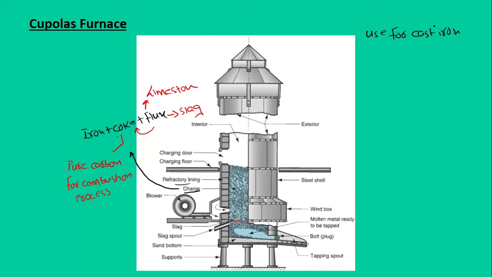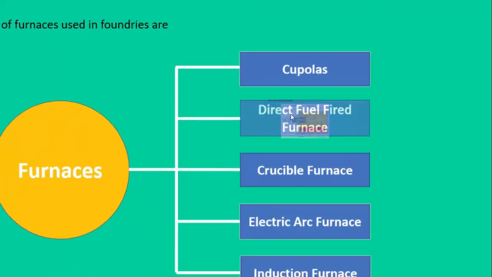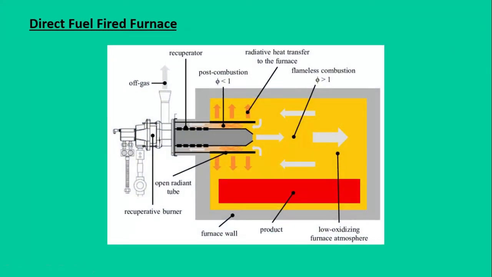Then the second type of furnace that we use in the foundries is the direct fuel fired furnace. In the direct fuel fired furnace, it contains a small open hearth. We have a furnace wall, and it is an open hearth where we feed the metallic charge. And we have fuel burners. You can use natural gas as a fuel on the walls. So there is a burner at this wall. We can have the burner on the side wall as well, right?